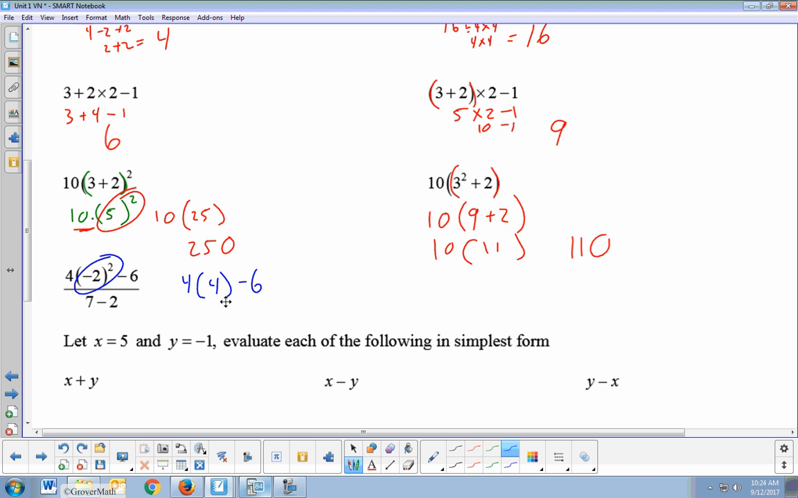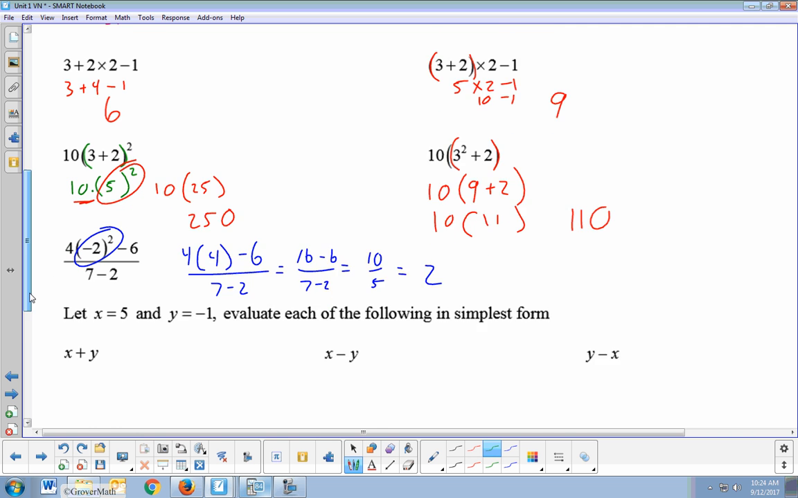4 times that, minus 6, over 7 minus 2. Multiply before subtract. 4 times 4 is 16, minus 6, over 7 minus 2. Yes, we multiply before we subtract, but it's almost like these are in parentheses because they're in numerator-denominator form. So I need to simplify that: 16 minus 6 is 10, 7 minus 2 is 5. Now I can divide down to get a final answer, 2.